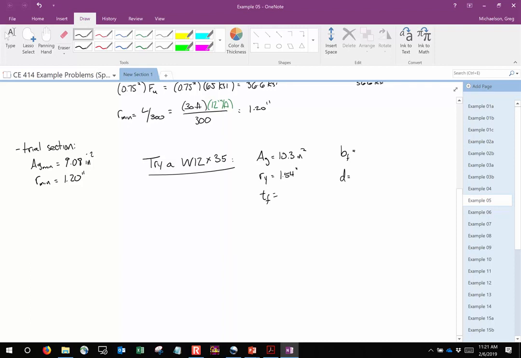What's going on with the flange thickness? 0.3? You got outvoted. You're right, that's the web thickness. All right, flange width?